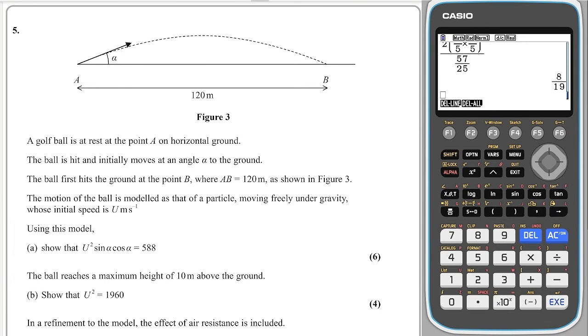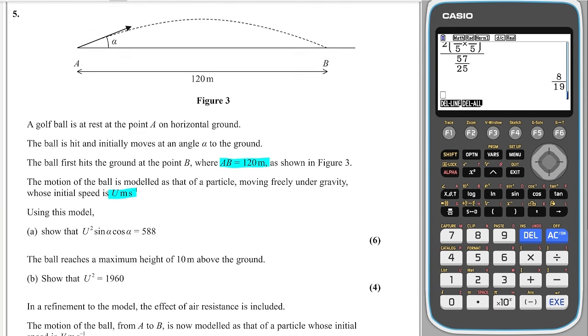Okay, we have a golf ball which is at rest. The ball is hit initially and moves at an angle of alpha, and then the ball hits the floor again 120 meters away. We know that the initial speed is u, and it says show that u squared sine alpha cos alpha is equal to 588.